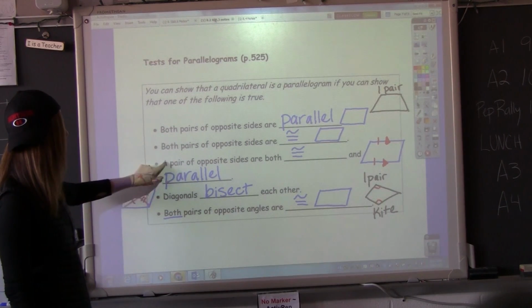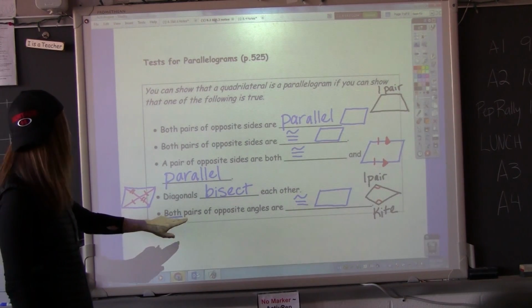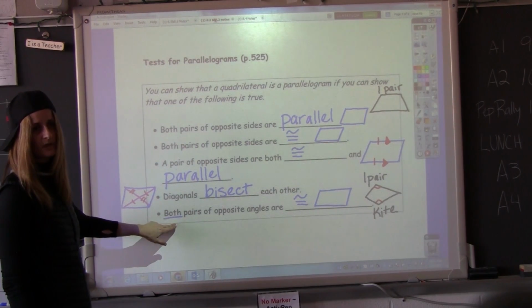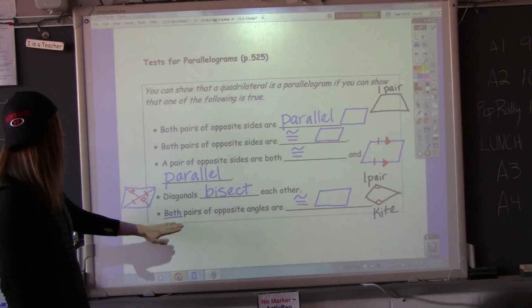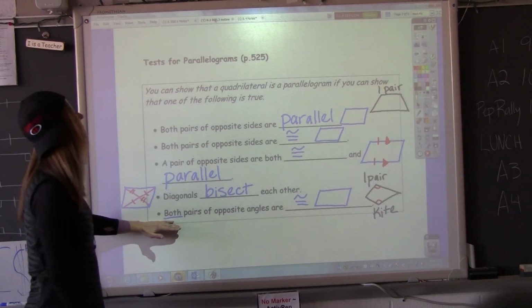Wait, can you go back? I missed the notes on that page. Yeah, I'm just trying to show you, these are your notes from 8.2 and 8.3. This is a review, that both pairs of opposite angles are congruent, okay?